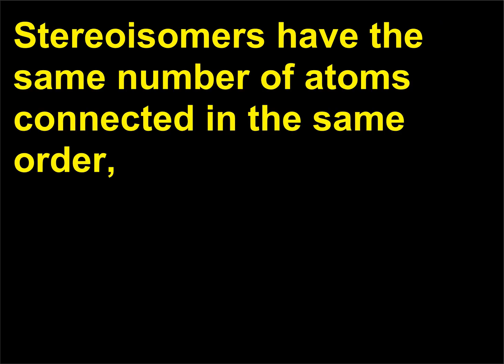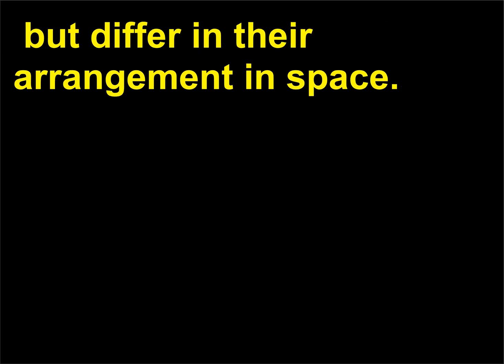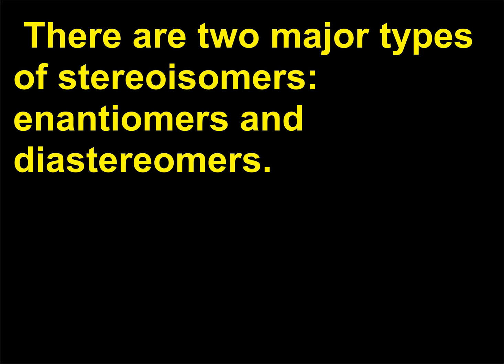What are stereoisomers? Stereoisomers have the same number of atoms connected in the same order, but differ in their arrangement in space. There are two major types of stereoisomers, enantiomers and diastereomers.